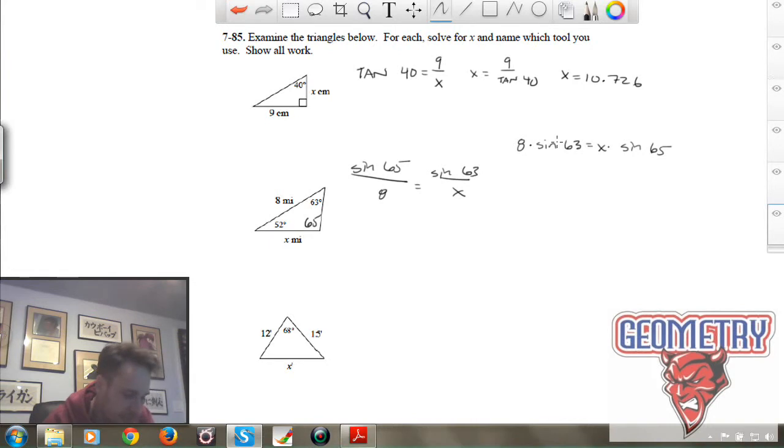In my calculator, it's about 7.128. But then we got to divide that by the sine of 65 to move that over and get x by itself, which is 7.865.